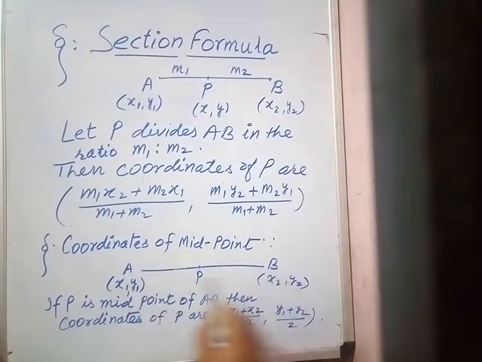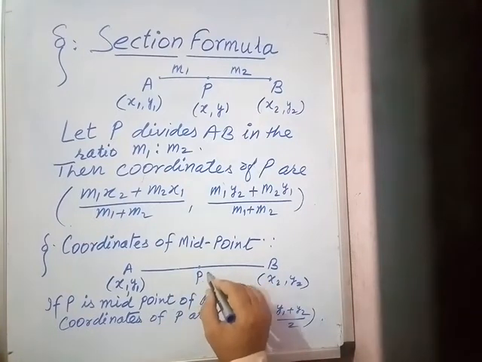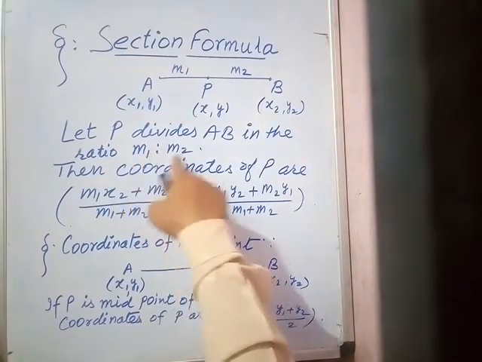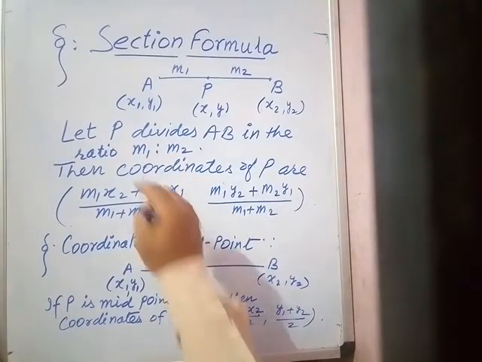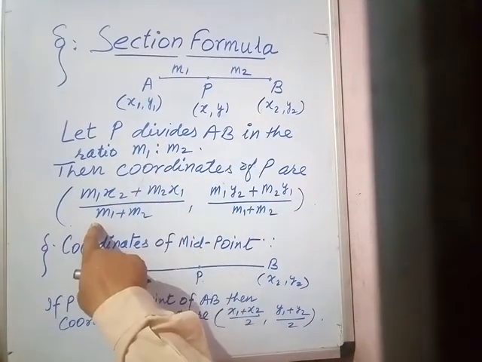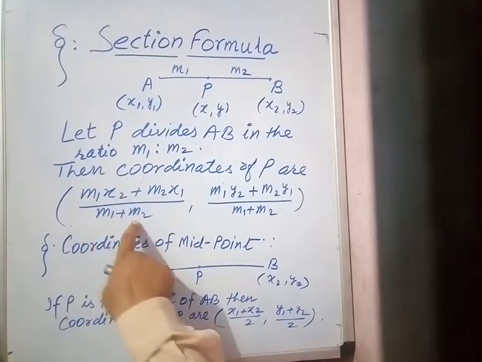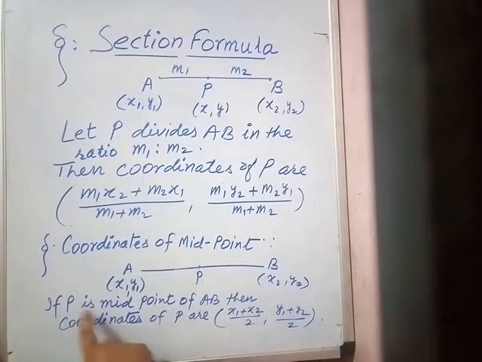So let AB be any line segment whose midpoint is P, and we have to find the coordinates of its midpoint, that is P. Since m1 and m2 are 1 each, we put 1 each, so we get x1 plus x2 upon 1 plus 1, that is 2. So if P is the midpoint of AB, then the coordinates of P are (x1 plus x2) upon 2, comma, (y1 plus y2) upon 2.